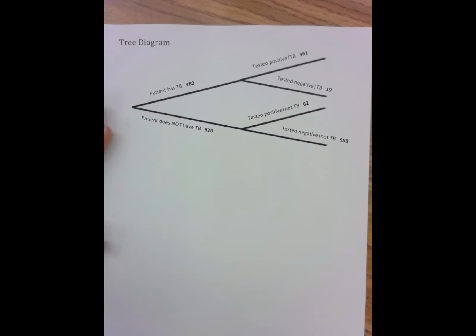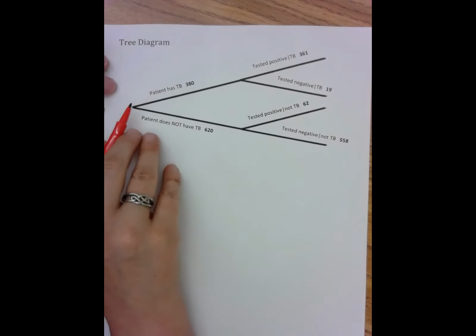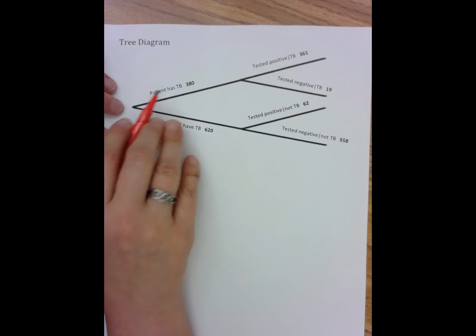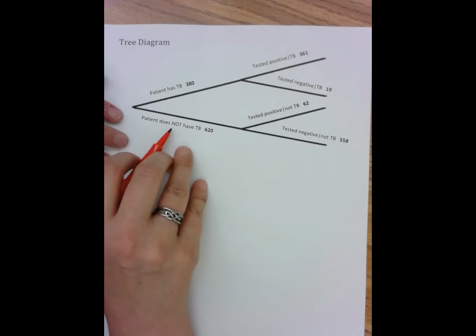These notes are on tree diagrams. Tree diagrams are a way of organizing data according to conditional things happening. So we start off with the branches splitting from a two-option possibility. Patient has TB, patient does not have TB.